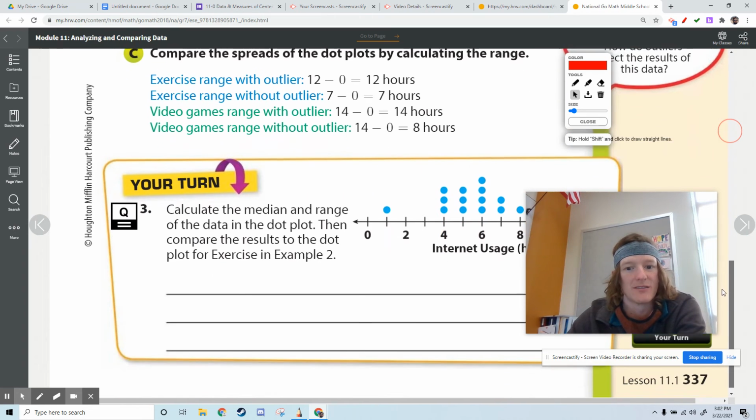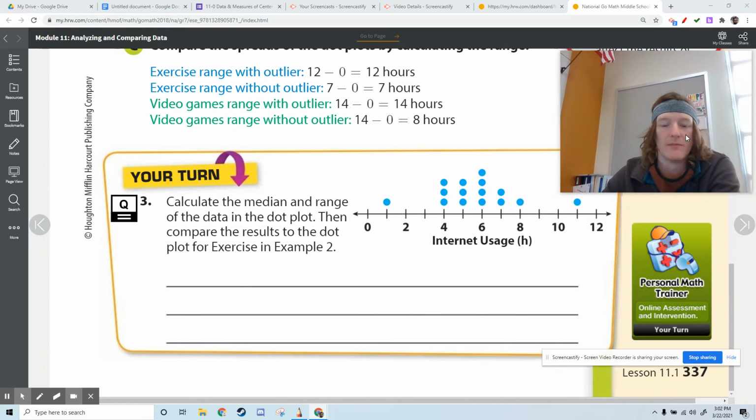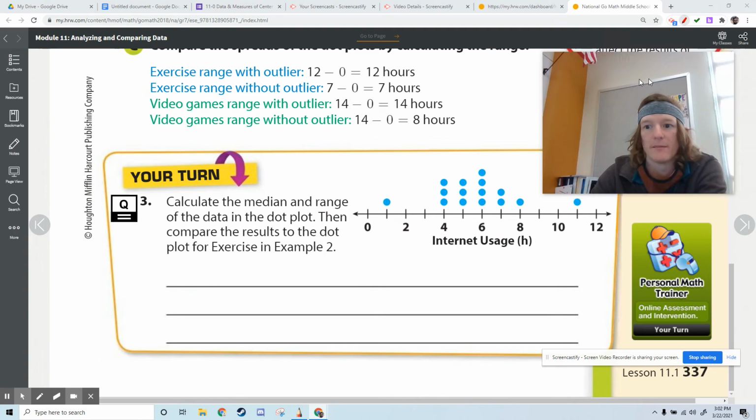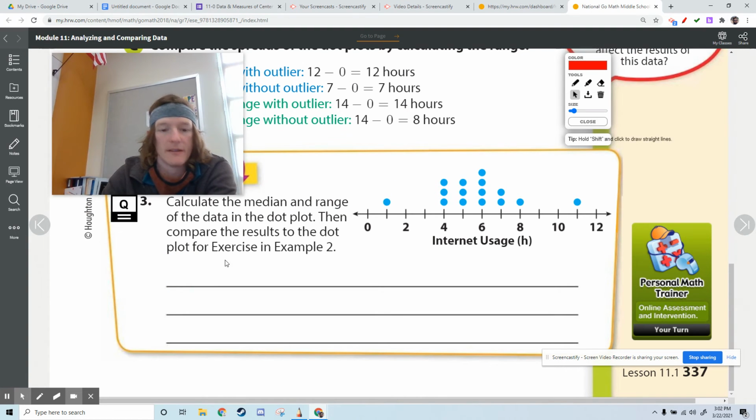There's lots of right answers to these problems. Looking at this one, we need the median and the range, and then compare it. So this is internet usage. So our median, come on, page marker, where'd you go? There we go, median.